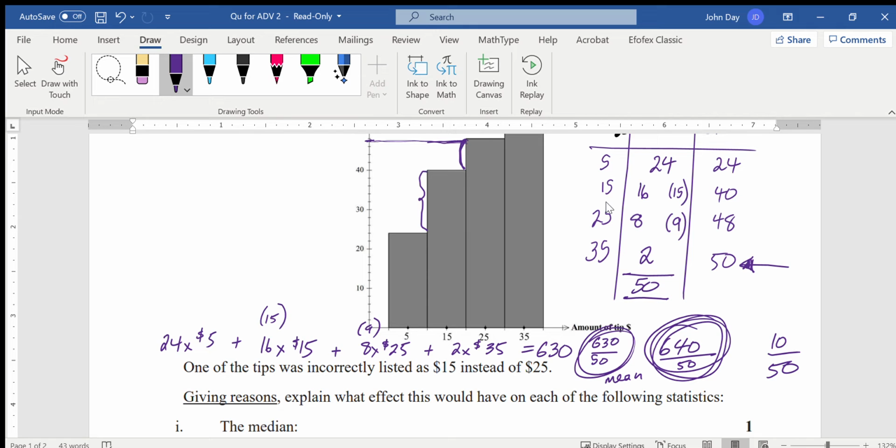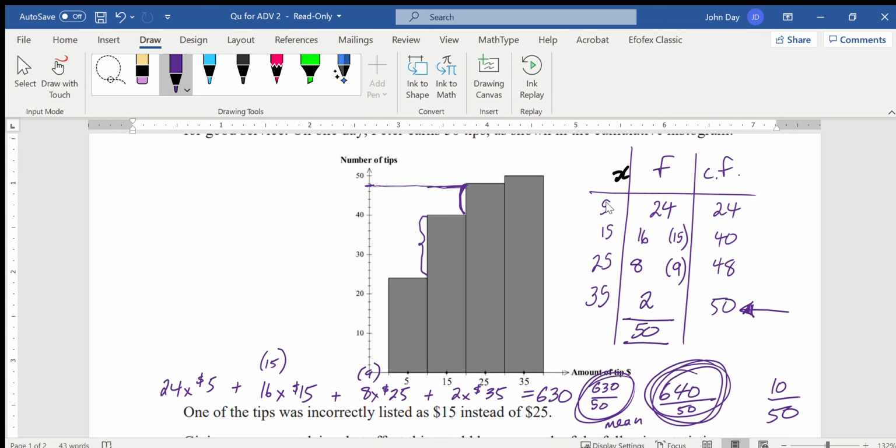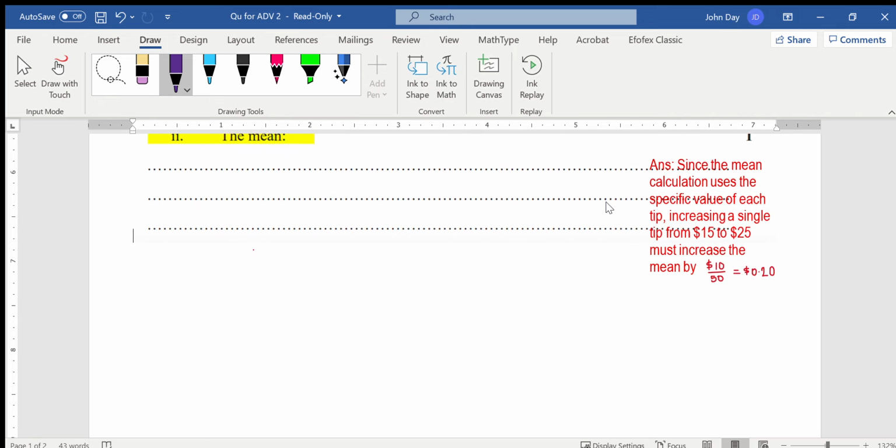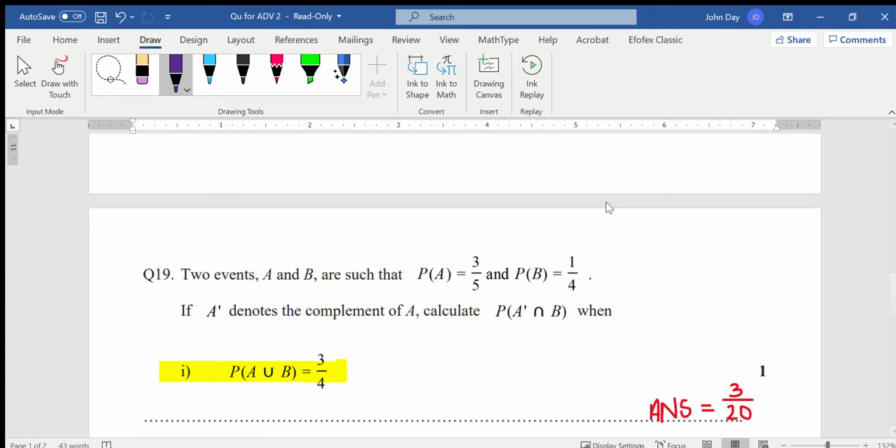There's 50 different tips, which was obvious from what the highest column was here. That's telling you how many it accumulated up to, 50, all 50 scores. So there were 50 tips, and you knew there was $10 more. So the sum is going to be $10 more, and you're going to still be dividing by the 50 of them when you work out the mean. So I think that's what they're getting at there. Okay, let's have a look at the next one.